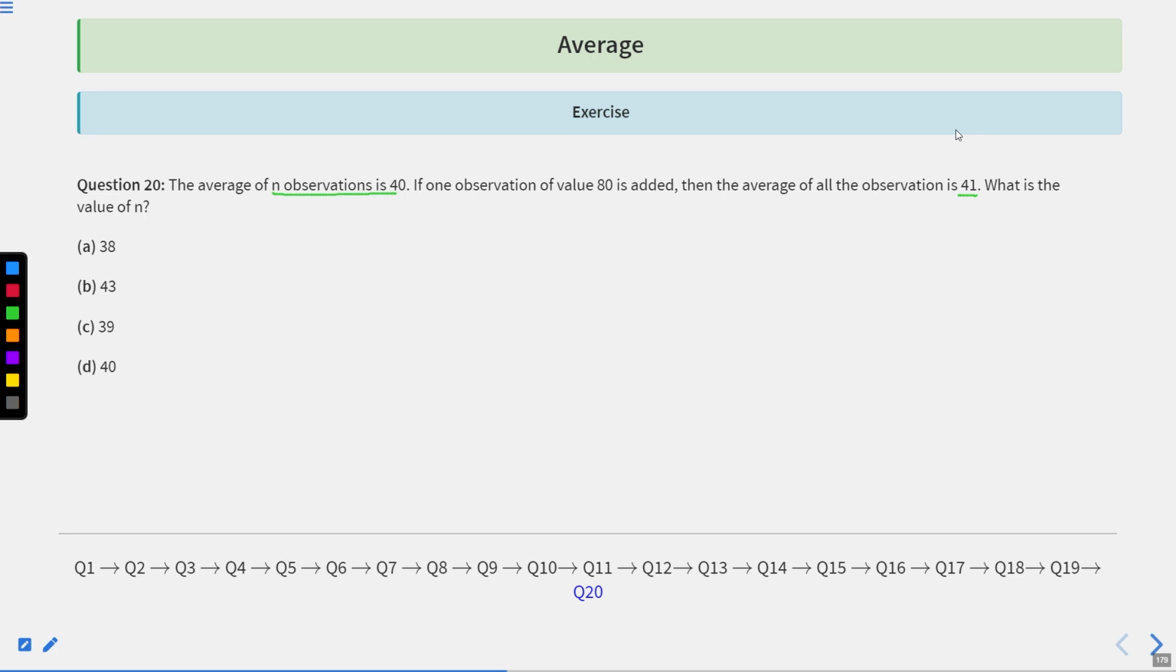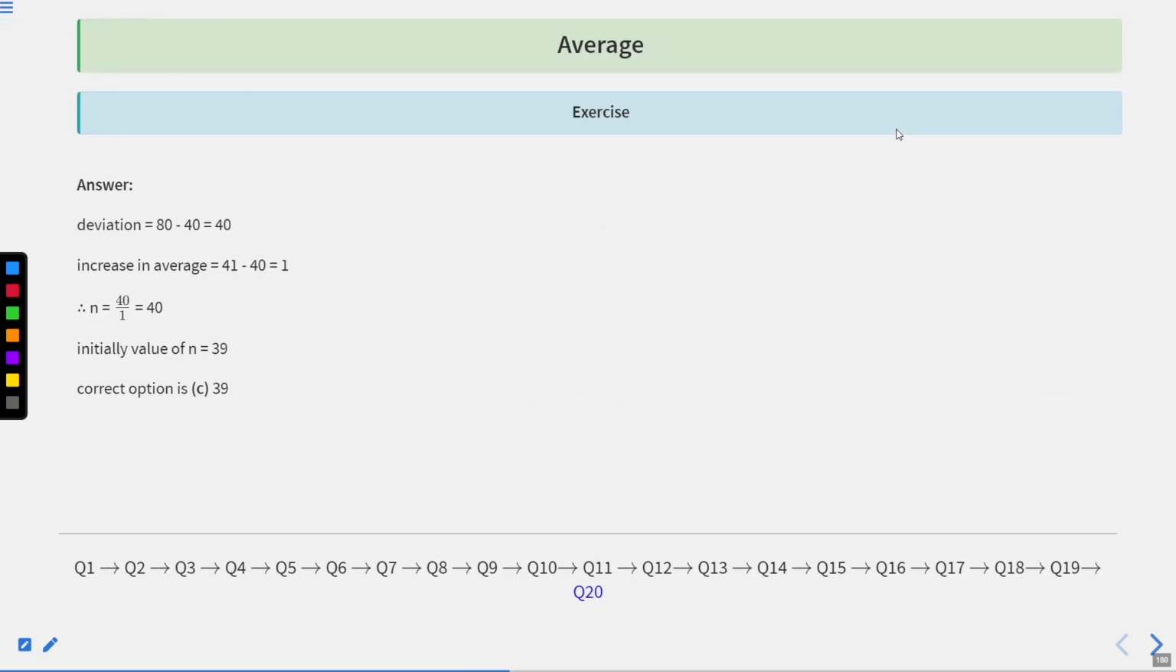So again, we have to find the value of n like we did in the previous problem. So the deviation here is 80 minus 40, that is 40. So the increase in average is 1. So n will be the deviation upon the increase in average, so that is 40 upon 1. So n is 40. So the initial value of n was 39. So the correct option is option number C, that is 39.